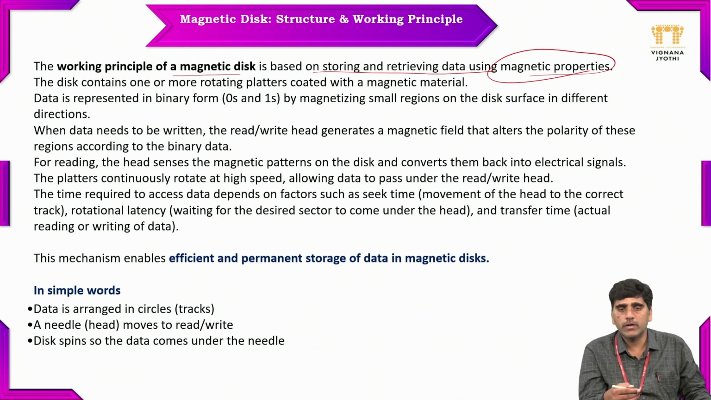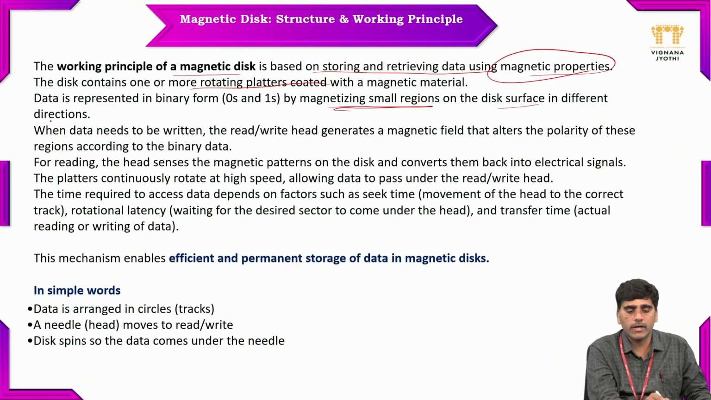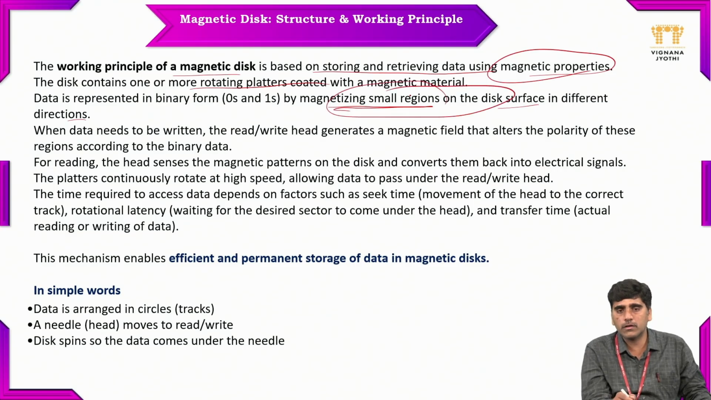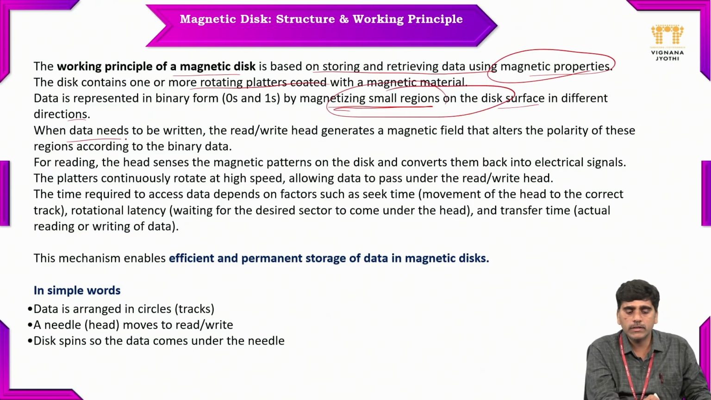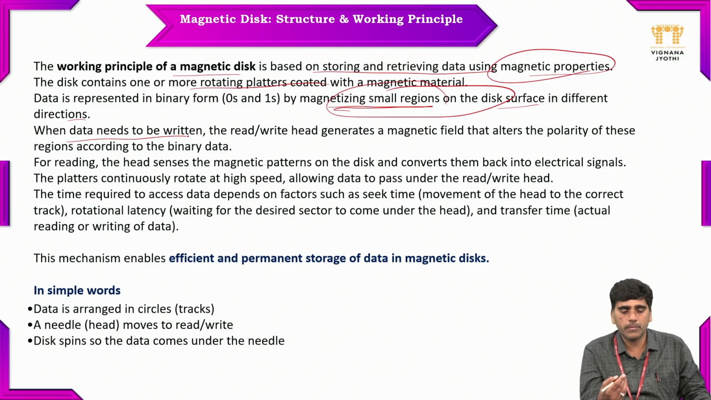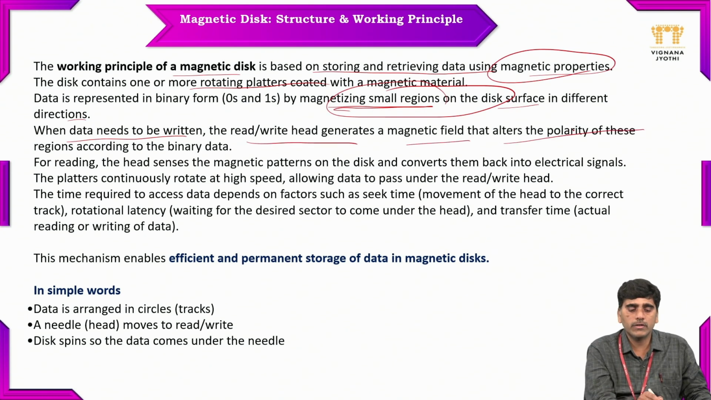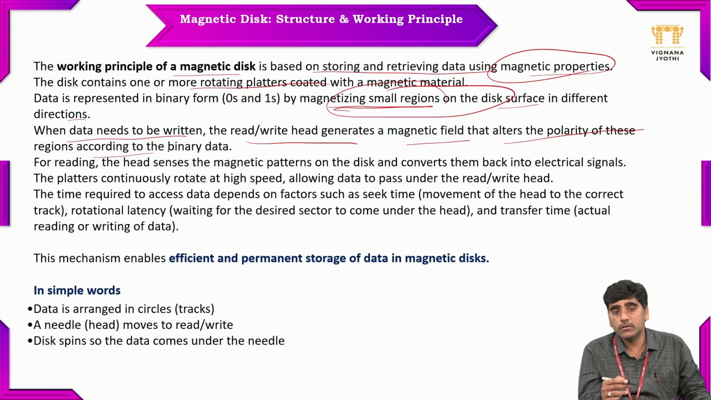Whenever you are performing read or write operations, the disk contains one or more rotating platters coated with the magnetic material. The data is represented in binary form, zeros and ones, by magnetizing small regions on the disk surface in different directions. Those small regions on the disk surface are the tracks. When data needs to be written, the read or write head generates a magnetic field that alters the polarity of these regions according to the binary data.